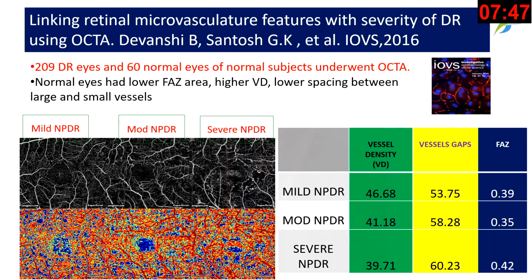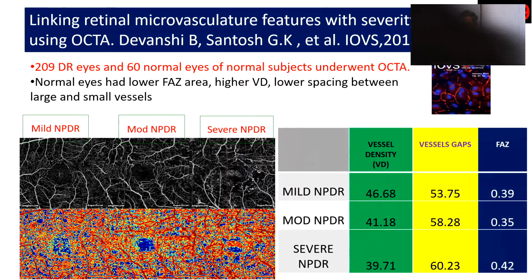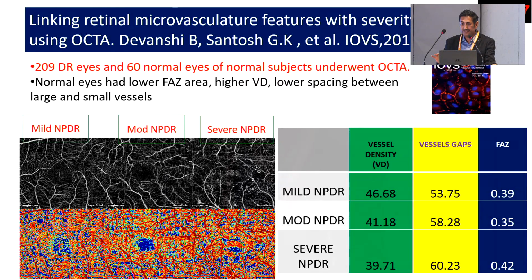So the normal eyes had lower FAZ area, higher vessel density, lower spacing between the large and small vessels. But if you look at the diabetic patients, as the diabetic retinopathy grade increases, you can see the vessel density is coming down, the vessel gaps are increasing, FAZ also is increasing. So it's a good way to study diabetic retinopathy, how it progresses.